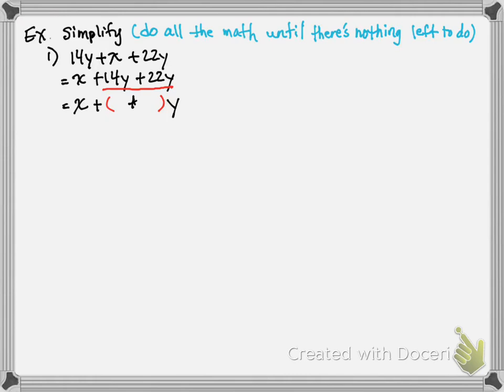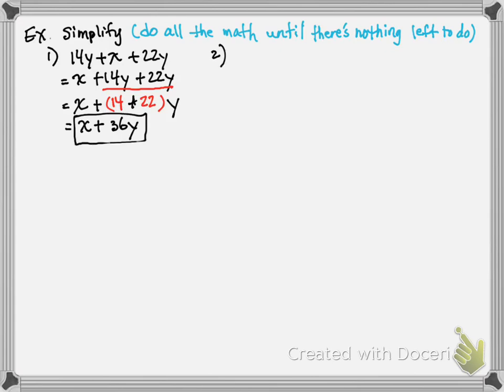We're going to have a plus in the middle there. And 14y divided by y is 14, so the coefficient shows up. 22y divided by y is 22. So again, when I combine my like terms, I'm only doing math with the coefficients. The variable doesn't change. So I get x plus 14 plus 22 is 36y. And there's your answer.